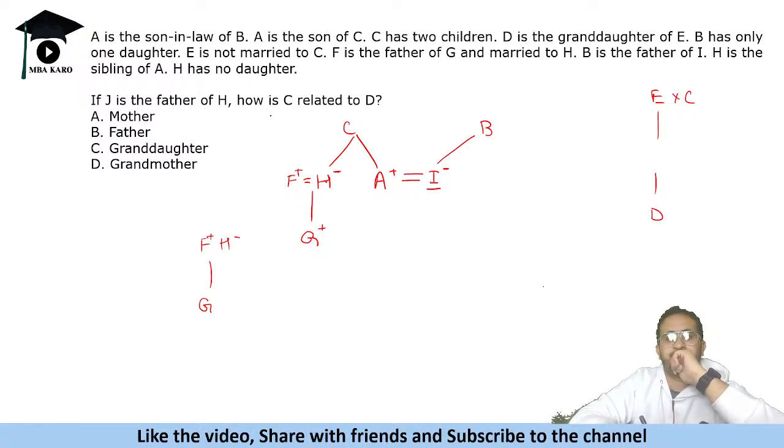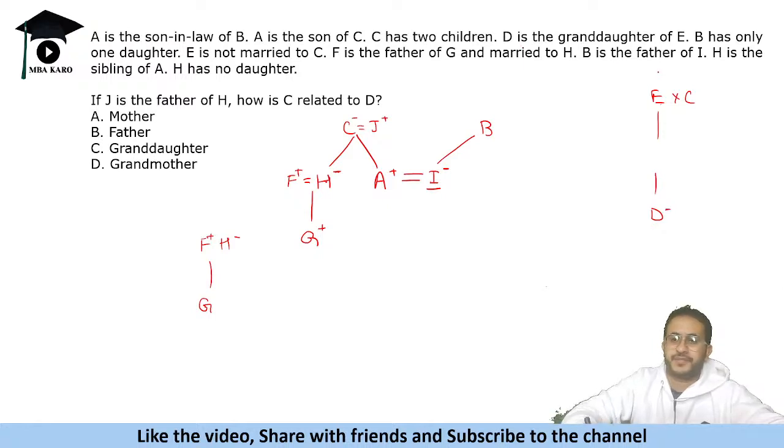Now J is the father of H. How is C related to D? We have to find a connection between C and D. So J is the father of H, so this will be J. Now we have one relation that D is the granddaughter of E. That means E has to be here. So this is E and this will be D.